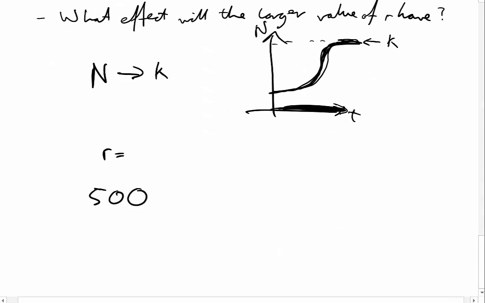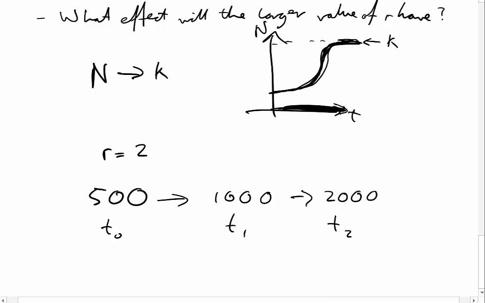If you think about it, if we start off with 500, and we have a growth rate of, say, 2, then this is time 0. At time 1, we'll have 1,000. At time 2, we'll have 2,000. And we can carry on going, and we'll have 4,000 at time 3.